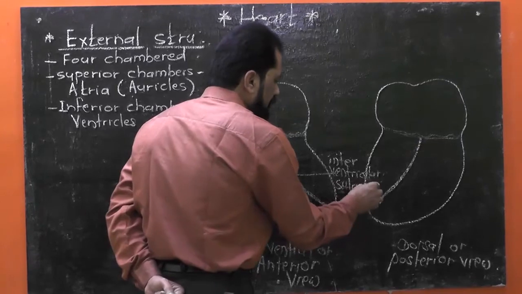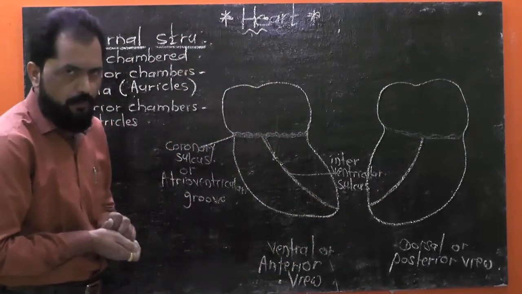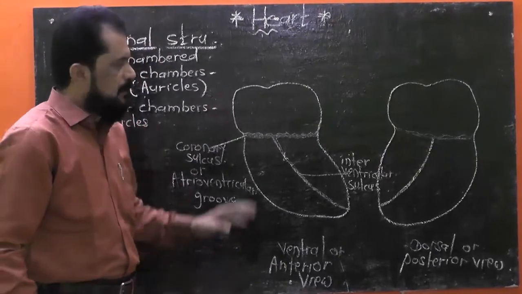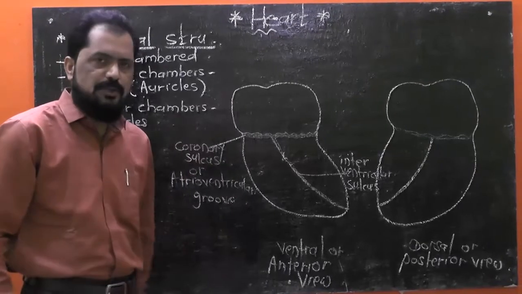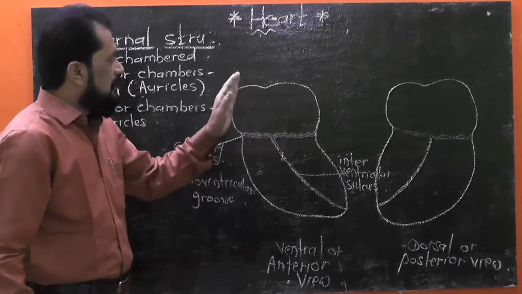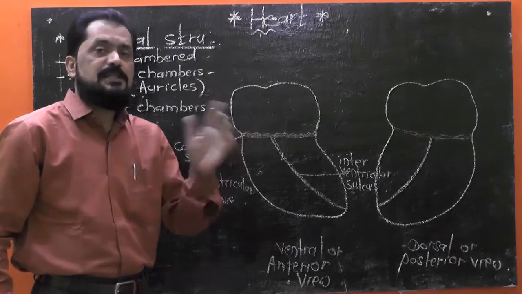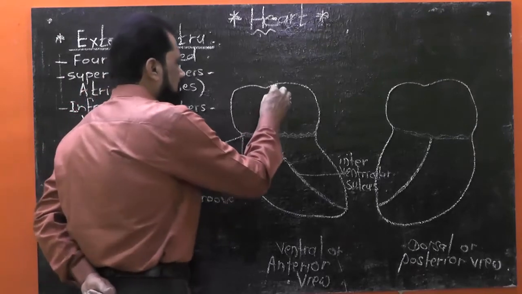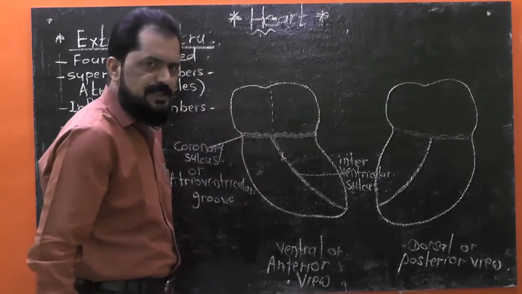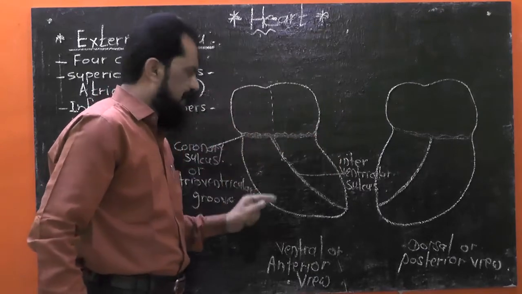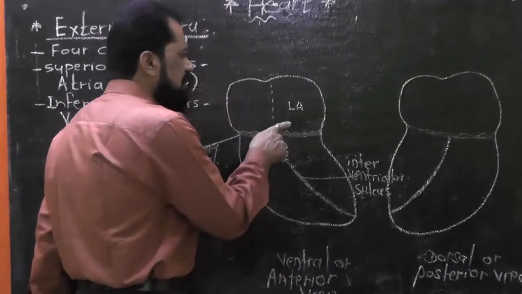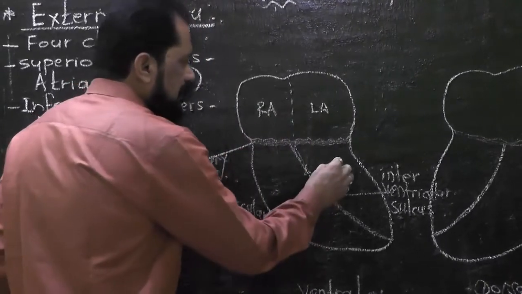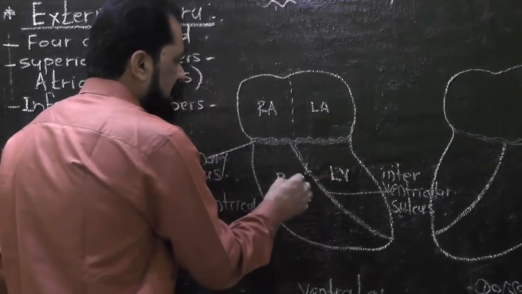Interventricular sulcus or interventricular groove. Now, first of all, let us consider the ventral view. I said that the human heart is four-chambered, so obviously the right side of the heart is completely separated from left side. Just consider this is the left side of heart, this is right side of heart. Therefore, this chamber represents left auricle, it is right auricle, this is left ventricle, this is right ventricle.